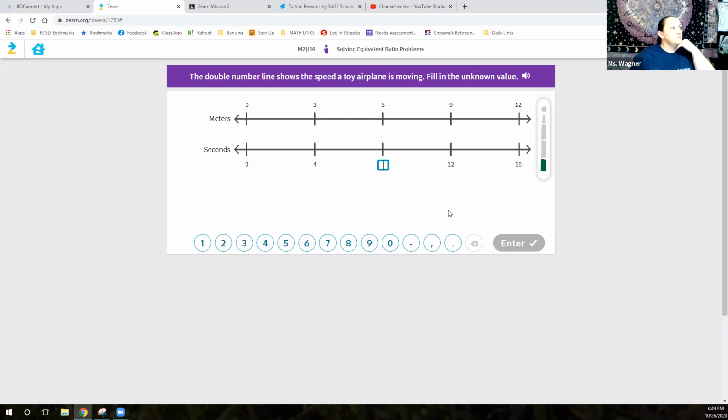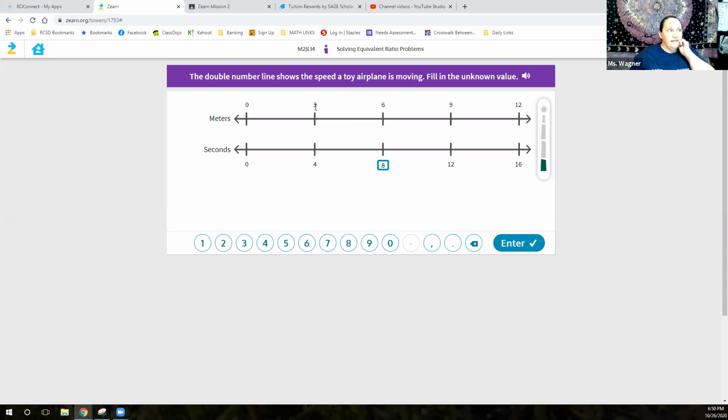So the double number line shows the speed the Detroit airplane is moving. Fill in the unknown value. Okay, so I'm gonna look for my pattern. When I'm counting on the top, I'm counting by 3. Down here, I don't know what I'm counting by because there's nothing here. Counted 2 times to get here. Wait a minute, what if this is 1, 2, 3? So what if this is counting by 4s? 4, 8, 12, 16, is that 4 each time? I'm adding 4 each time. So I'm counting by 4. This would probably be an 8.